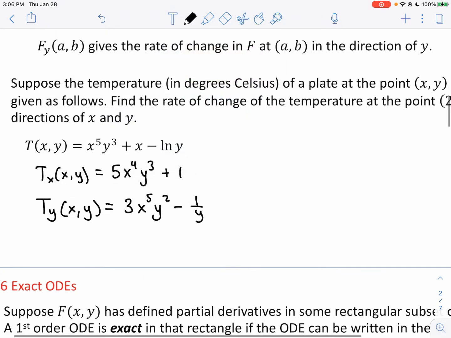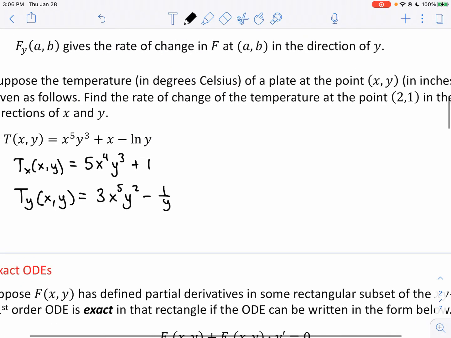Now I just have to plug in the point (2, 1) to get my results. So plug in 2 for x, 1 for y. And we're going to get, let's see, 2 to the 4th is 2 times 2 times 2 times 2, which is 16, times 5 is 80, times 1 cubed, that stays 80, then add 1, we get 81. Now this is a rate of change.